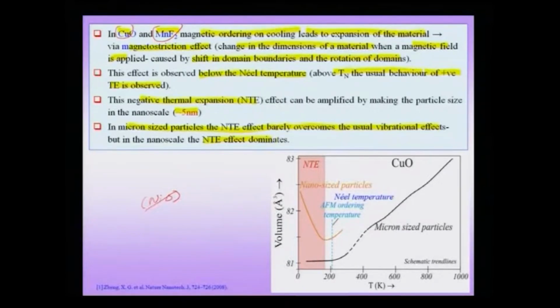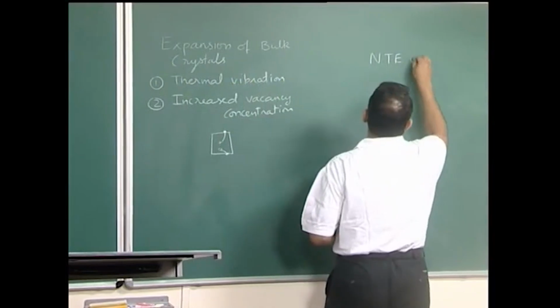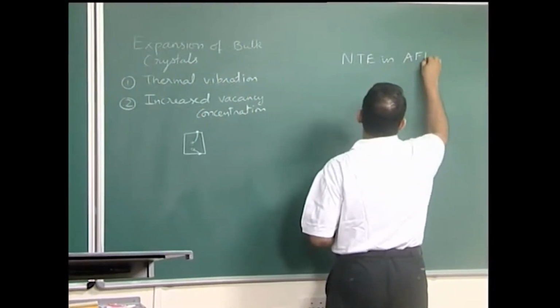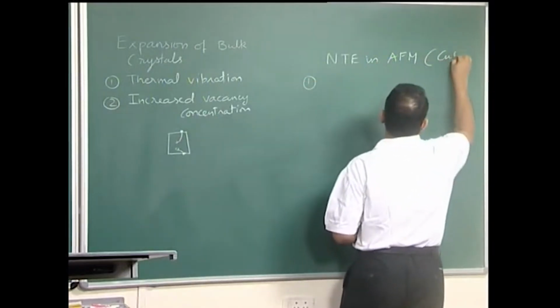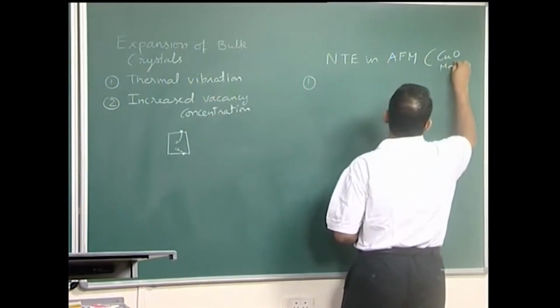So, let me write down the two criteria for negative thermal expansion in antiferromagnetic materials, and we take examples like copper oxide and MnF2.